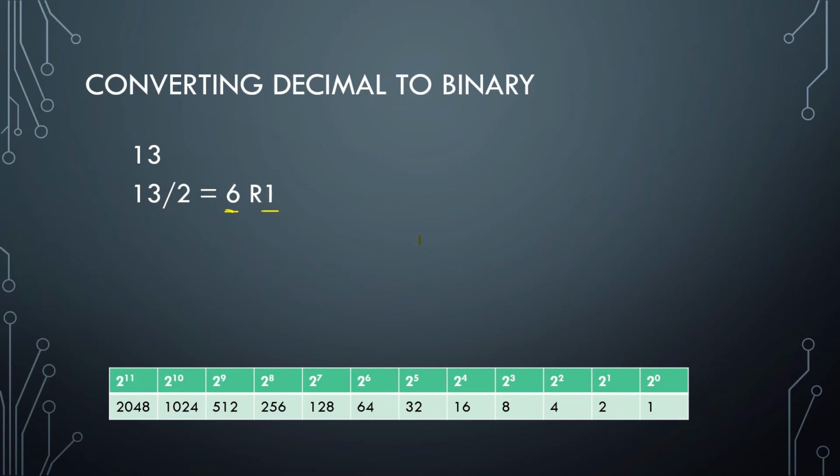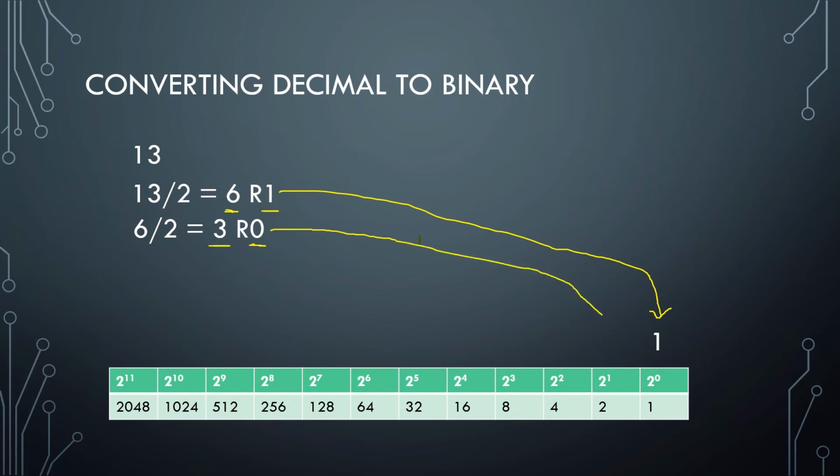So we'd want to take this remainder of 1 and put it in our rightmost column, right there. Okay, so now we have our 6, right? We still have 6 left, so we're going to take this down and we're just going to divide by 2 again. So this one is pretty simple. 6 divided by 2 is 3 with a remainder of 0. And we're going to move that remainder of 0 down here to the next place value.